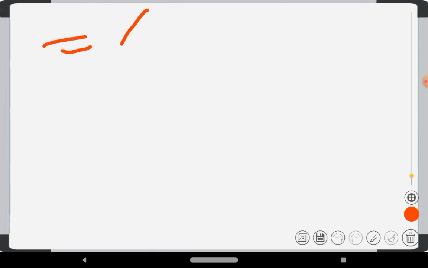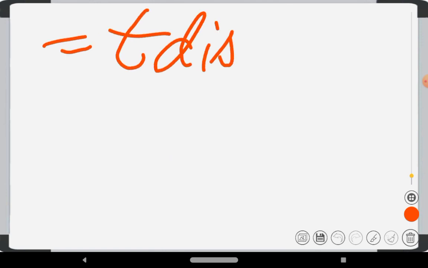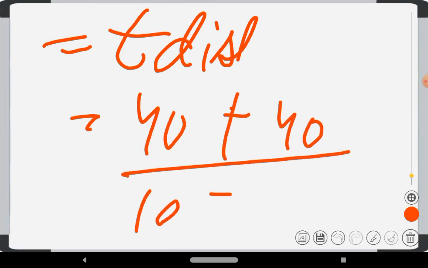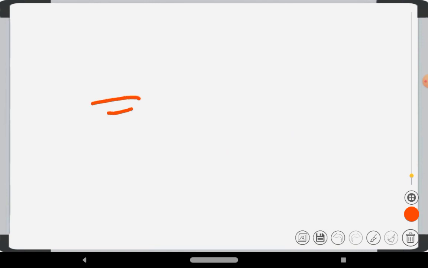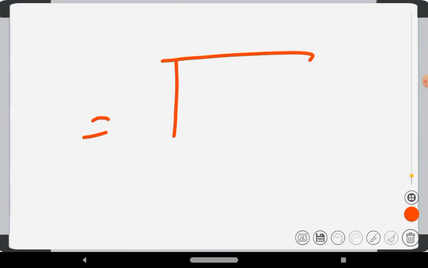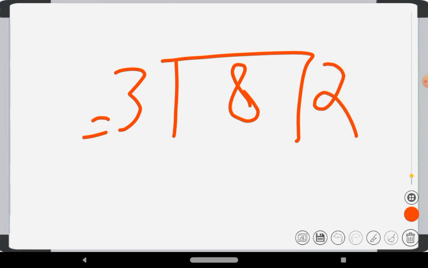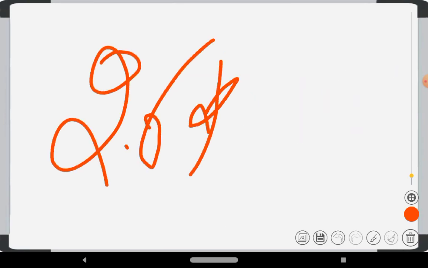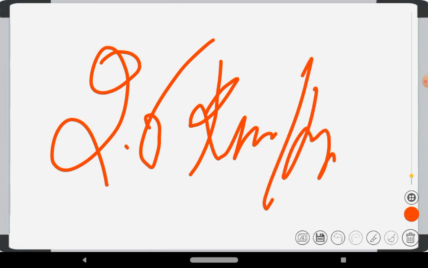For average velocity we will write total displacement is equal to 40 plus 40 over 10 plus 20, so it is equal to 80 plus 30, and from 0 to 0, and then we will divide 8 by 3, and 2 threes are 6 and 2.6. So the average velocity will be 2.6 kilometers a minute. This will be our average velocity.